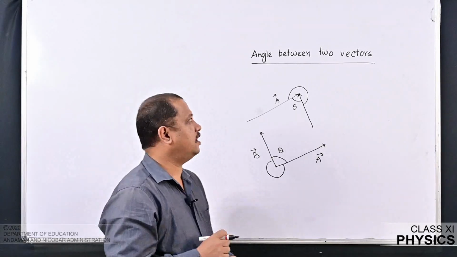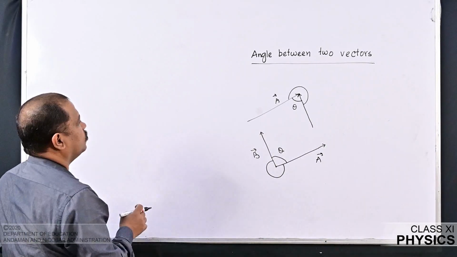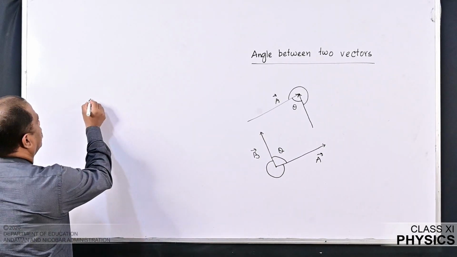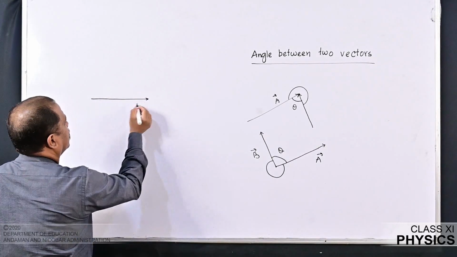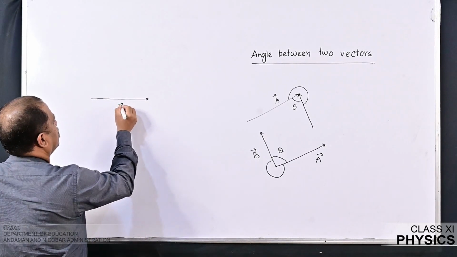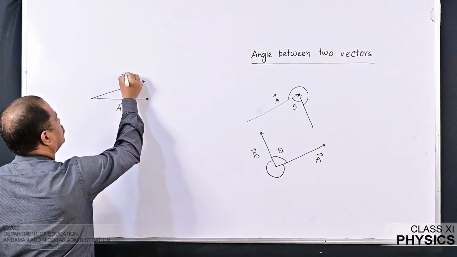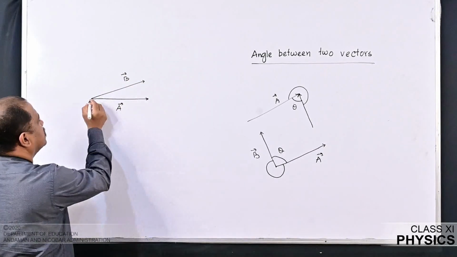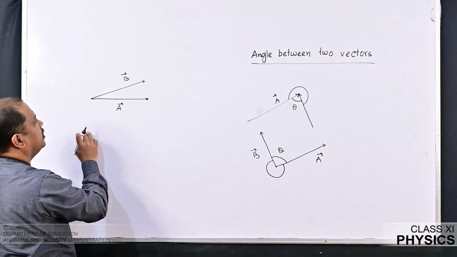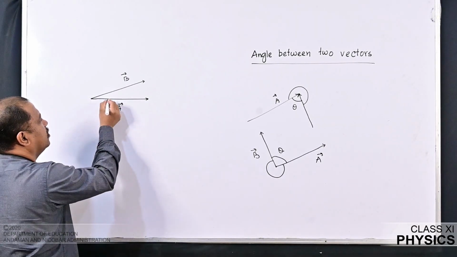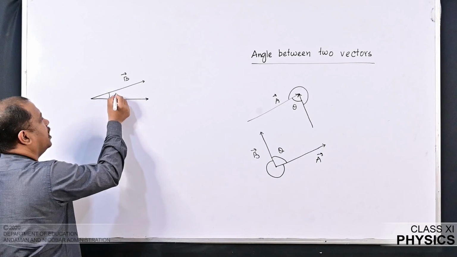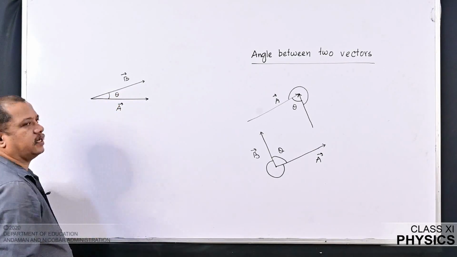Let us try to understand the concept of the angle between two vectors. Now let me suppose that I have one vector like this. I say this is vector A. Another vector is like this, say B. Now these two vectors are oriented in such a fashion that the tails are coinciding, so it satisfies the condition for me to see what the angle between the two vectors is. So this is the case.